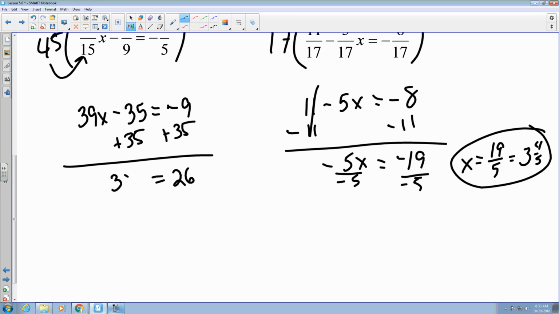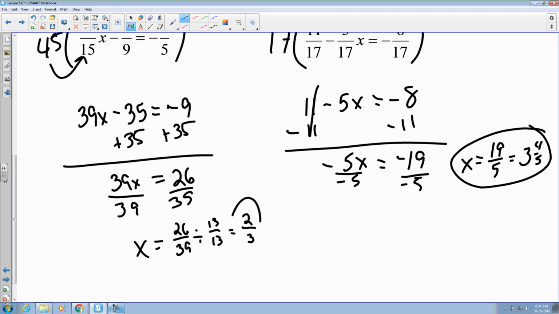And I'm left with 39x. Dividing 39 on both sides, I get x equals 26 divided by 39. But that can be reduced because both of them are divisible by 13, the largest number, because 26 divided by 13 is 2, and 39 divided by 13 is 3. So x would equal 2/3.